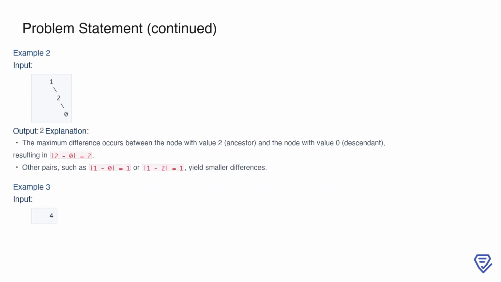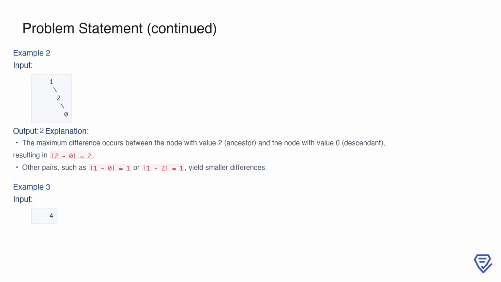In the second example, we have a more linear structure. The root node has a value of 1, and it has a single right child, which is 2, followed by another right child with a value of 0. The output here is 2. This is derived from the pair of nodes where 2 is the ancestor and 0 is the descendant. The absolute difference between their values is 2 - 0, which equals 2. Other pairs, like 1 and 0 or 1 and 2, produce smaller differences.